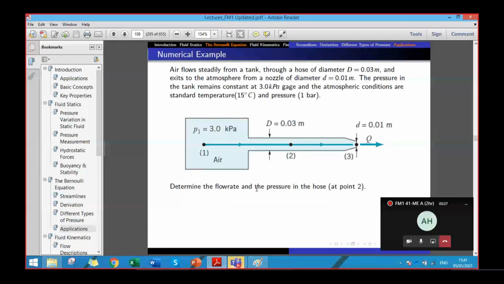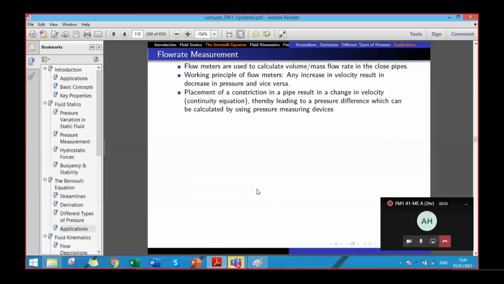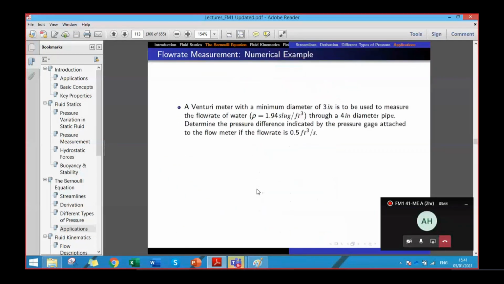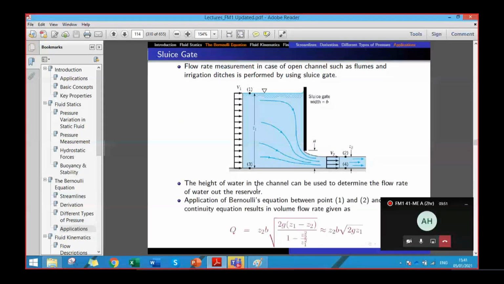Another application of the Bernoulli equation is flow rate measurement using different types of flow measuring devices, like the orifice meter, nozzle meter, and the Venturi meter. We discussed in detail how the flow rate is measured using the Bernoulli equation and the continuity equation. We also discussed flow rate measurement in open channels using the sluice gate, and we reached the result that the flow rate is dependent on the height of the opening of the gate times the free fall velocity of the canal due to the difference in elevation.